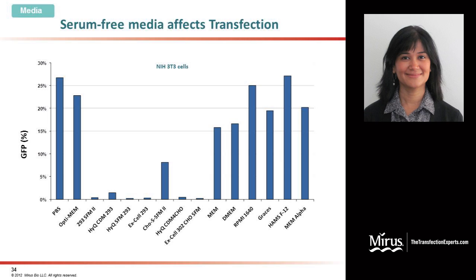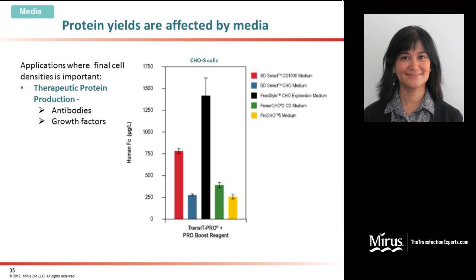One major cause for this inhibition of transfection could be that these media are known to be used for suspension cell culture, in which case they might have surfactants like Pluronic F68 that are completely inhibiting transfection in this case. In specialized applications such as large-scale protein production, the overall transfection and therefore the protein yields can also be affected by the complete media that the cells are grown in. This is because in these applications, the final cell density is very, very important.